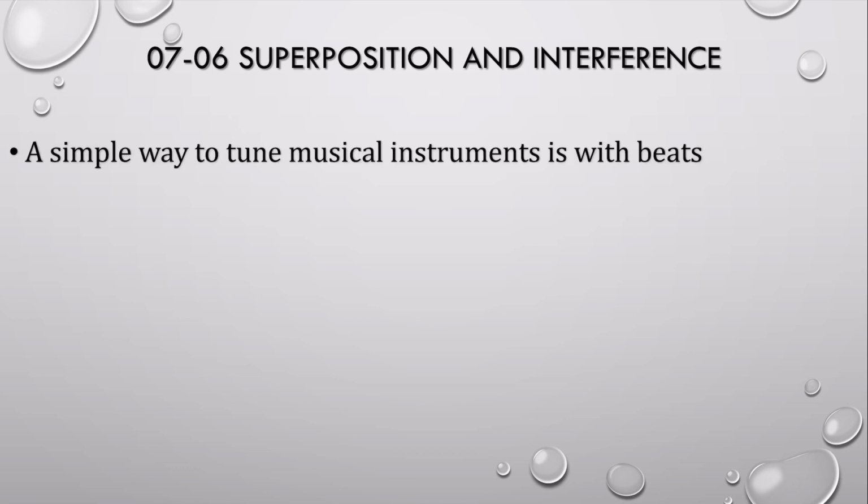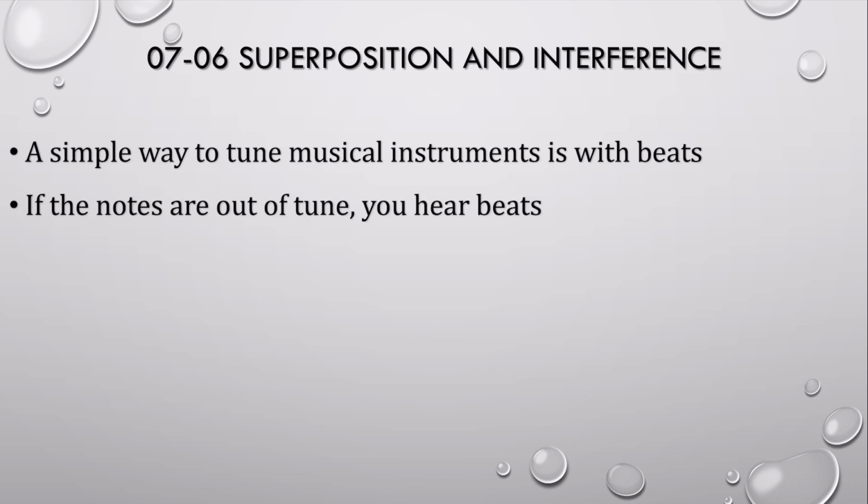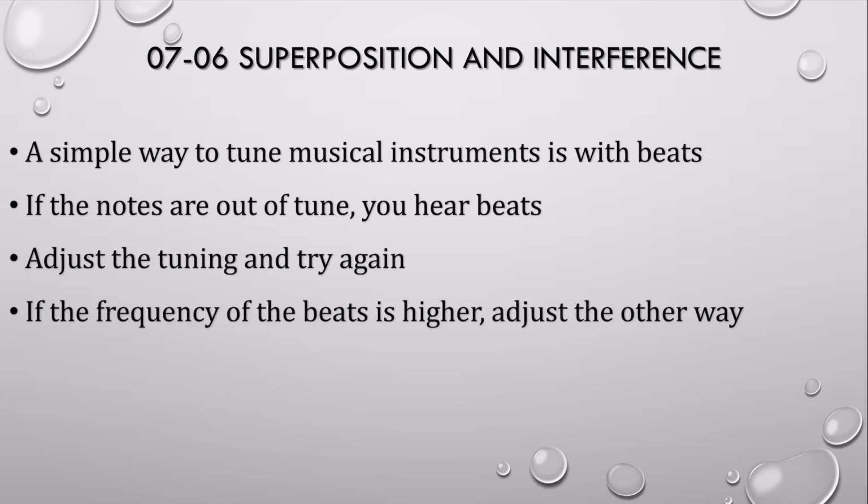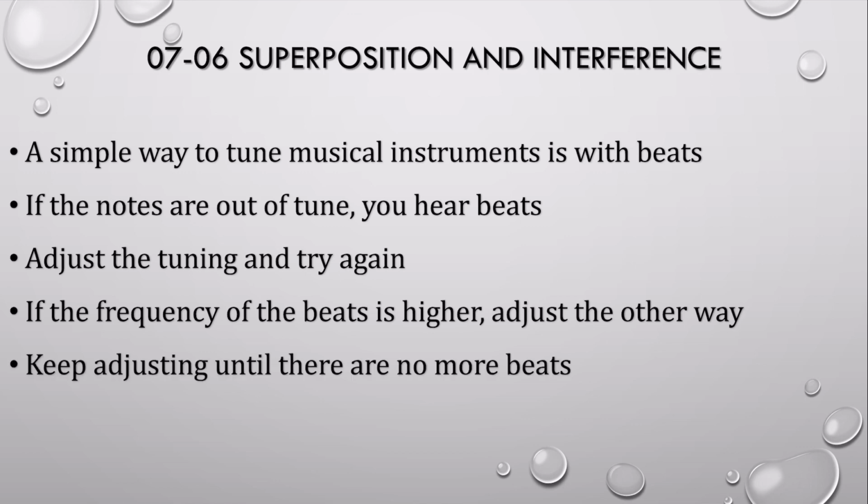Beats give you a simple way to tune musical instruments. If your notes are out of tune, you play the notes together. If they're out of tune, you'll hear beats. So you adjust the tuning and you try again. If the frequency of the beats becomes higher, wah, wah, wah, wah, wah, adjust the other way until you hear very slow beats, wah, wah, wah, until you keep adjusting and get no more beats. And when there's no more beats, you're in tune.